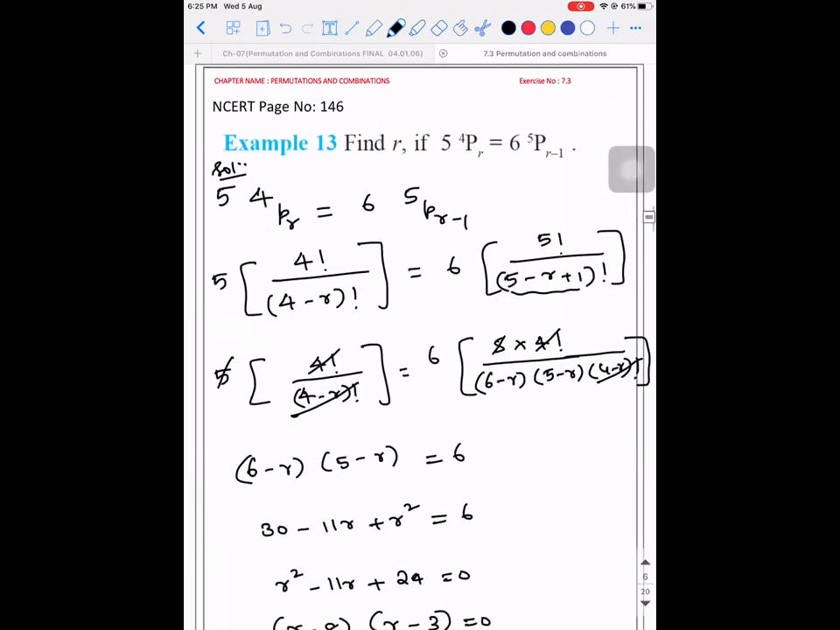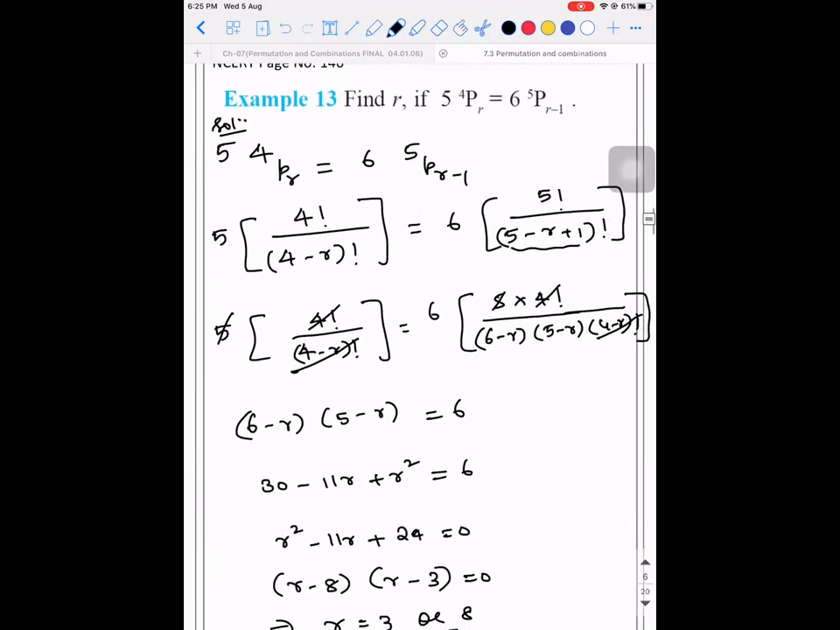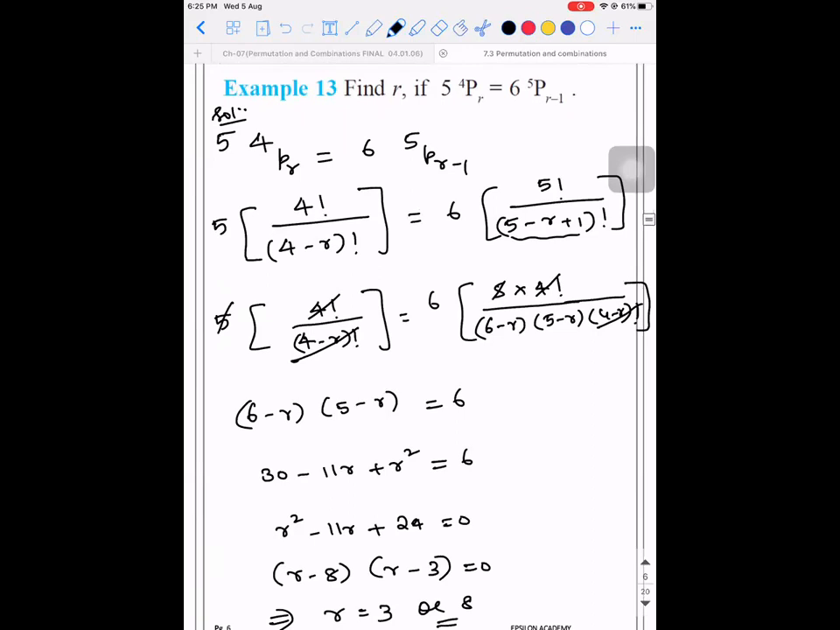Should I take 3 or 8? 3, sir. I should take only 3. And what is the reason for it? If we choose 8, r should be greater than or equal to 0 and less than or equal to 10. Okay, that is the reason.